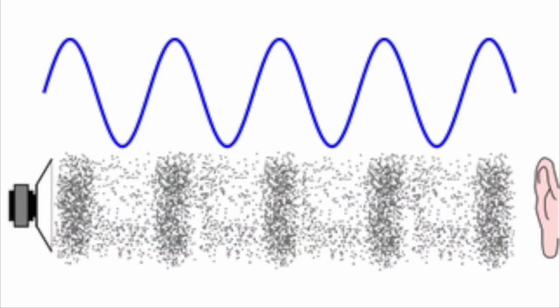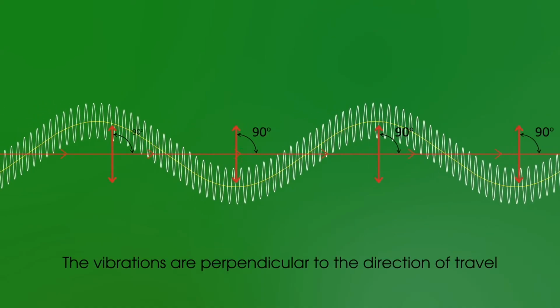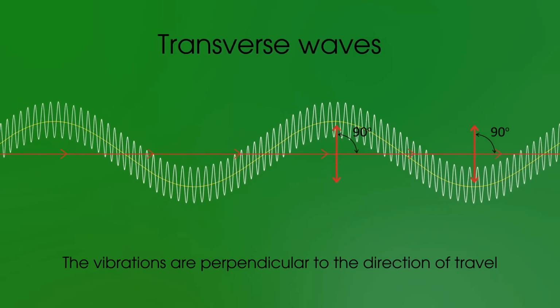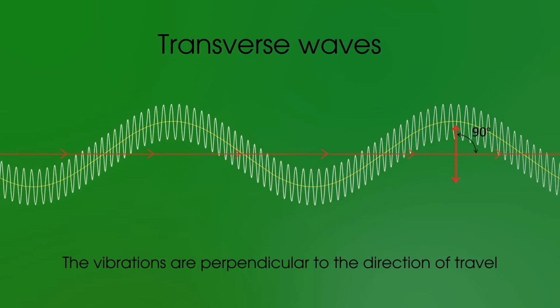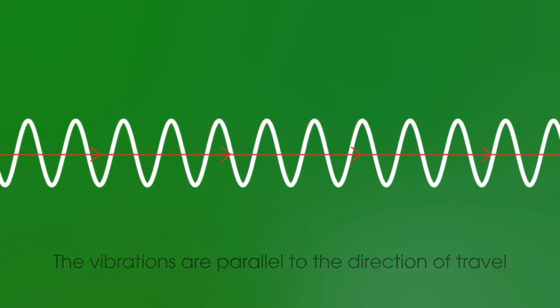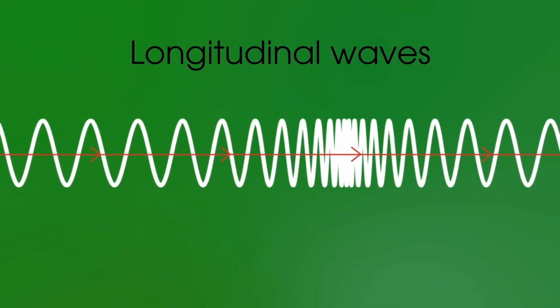There are two categories of wave. It can be transverse or longitudinal, depending on the direction of its oscillation. Transverse waves occur when a disturbance causes oscillations perpendicular to the propagation, which is the direction of energy transfer. Longitudinal waves occur when the oscillations are parallel to the direction of propagation.